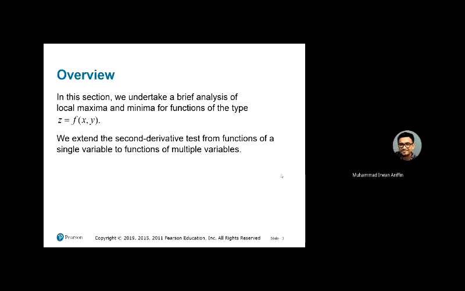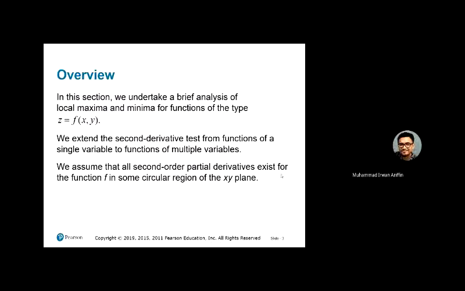So it is a simple extension of the second derivative test from functions of a single variable to functions of multiple variables. We're going to assume that all second order partial derivatives exist for the function f in some circular region of the xy plane. This guarantees that the surface z equals f of x, y has no sharp points, breaks, or ruptures.